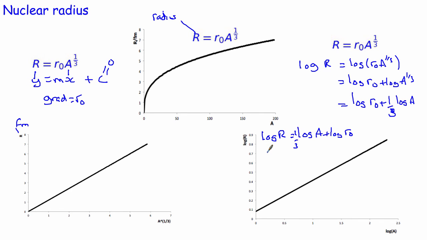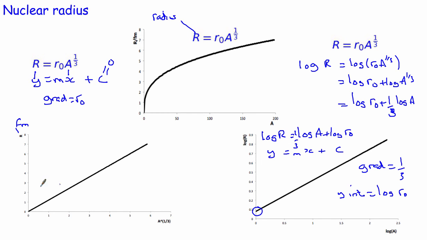And again, if we associate this with a straight line, we get y equals mx plus c. If we put the log of R on the y-axis and the log of A on the x-axis, then the gradient should always be a third, always, because of this power up here, and the y-intercept, this number down here, gives us the log of R0. So if we want to know what R0 is, we take the y-intercept to the power of 10, and that'll tell us what R0 is again.